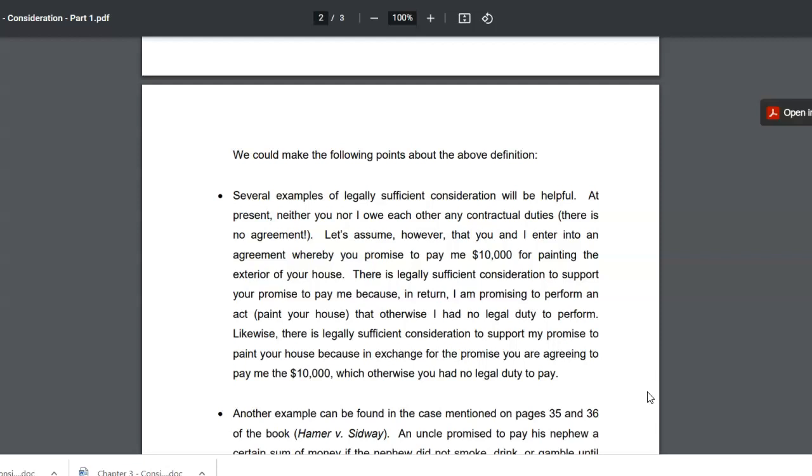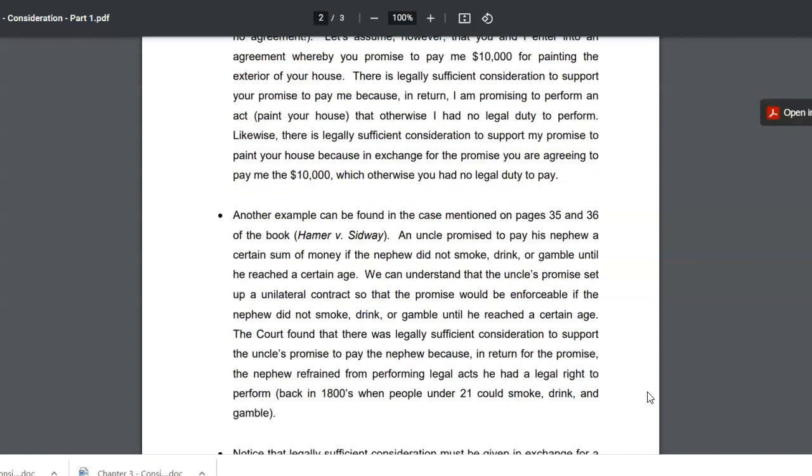So this is a straightforward application of the definition. We can get to another part of the definition where we talked about, in exchange for a promise, a party refraining or promising to refrain from an act they otherwise had a legal duty to perform. And I again mentioned the book, but I can tell you about the case.